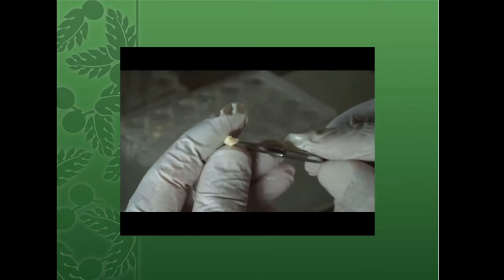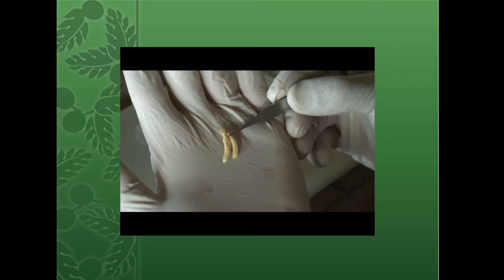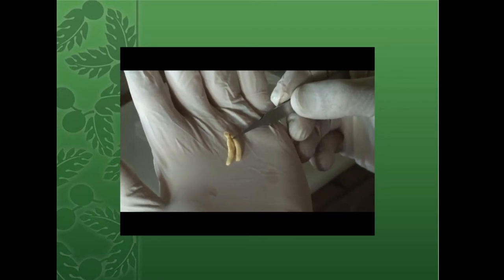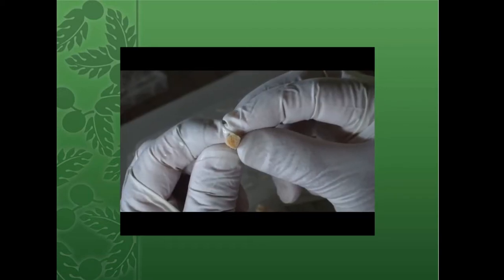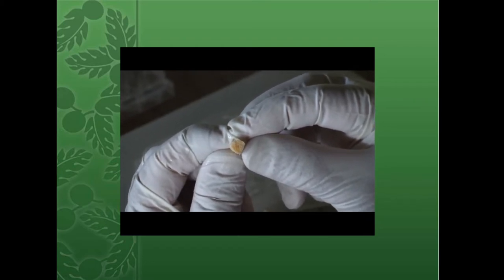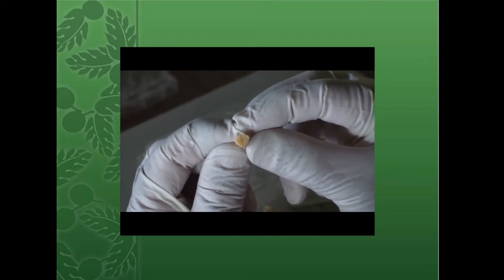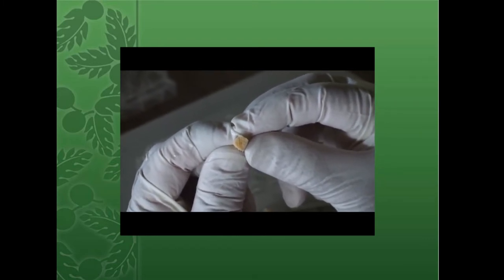Now, to remind you, testes are pale and creamy colored and tend to be triangular in cross-section. Ovaries are rounded in cross-section and yellowish, and immature ones will not have any sort of granularity, that is, you won't be able to distinguish eggs. But in a mature ovary, or a probably mature ovary such as this one, if you look at a cross-section, you will be able to see individual eggs.